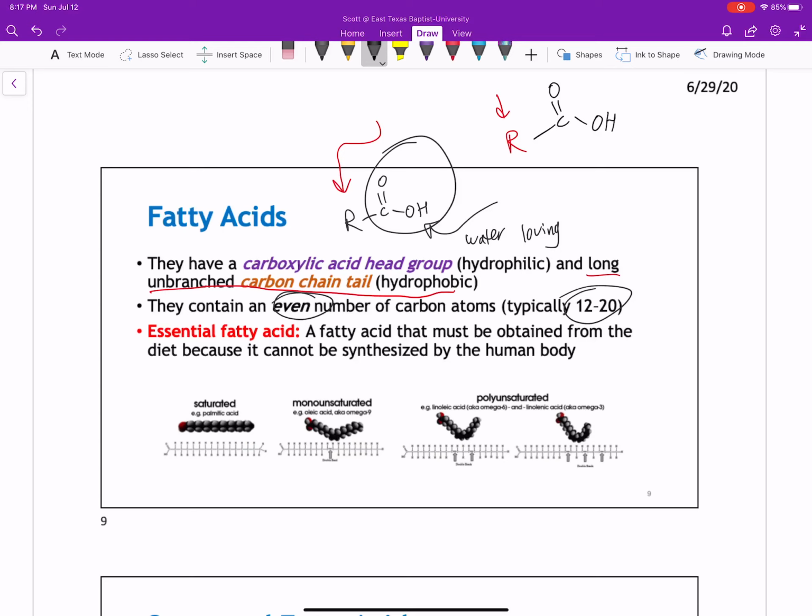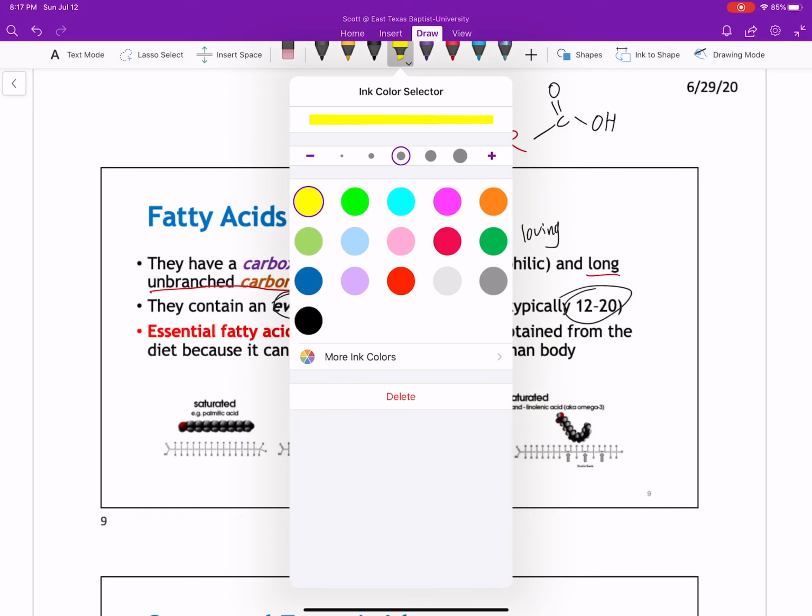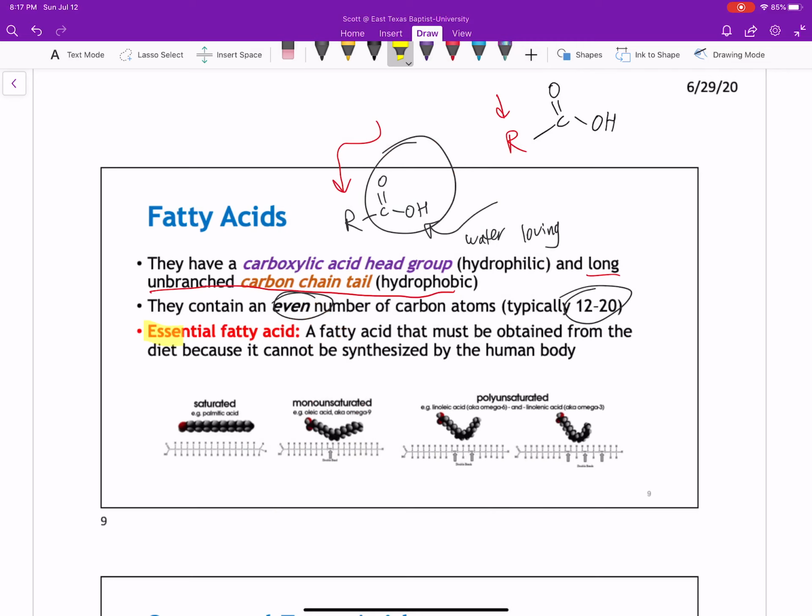And then here's a definition I want you to know for this chapter: essential fatty acids. Essential fatty acids are the fatty acids that must be obtained from the diet because they cannot be synthesized by the human body. And so it's essential because you need it from another place. In contrast, there's non-essential, which your body can actually make on its own or synthesize on its own.